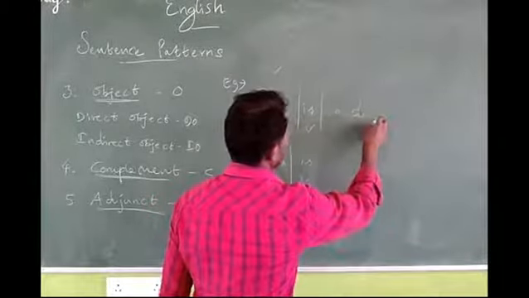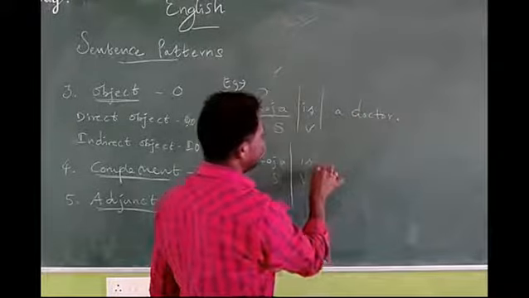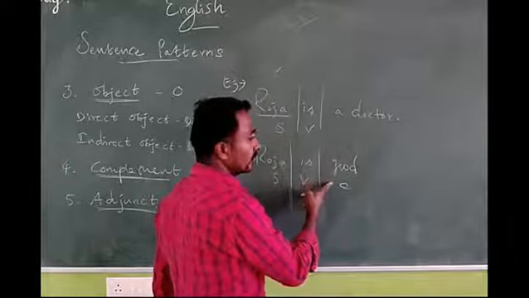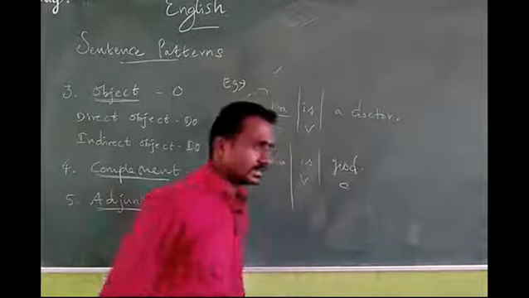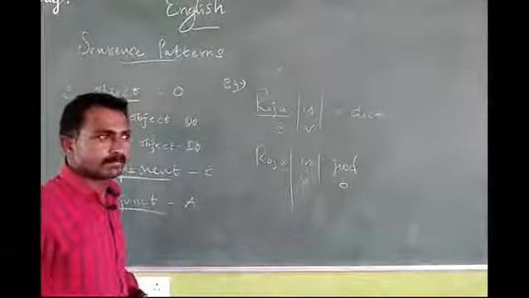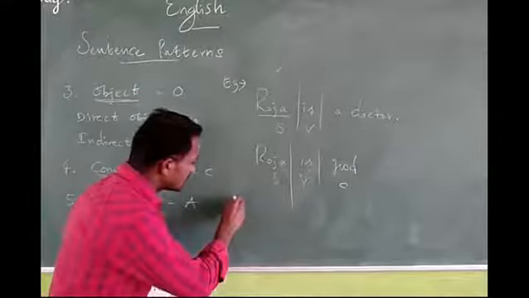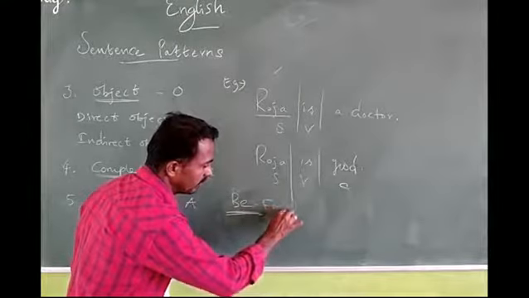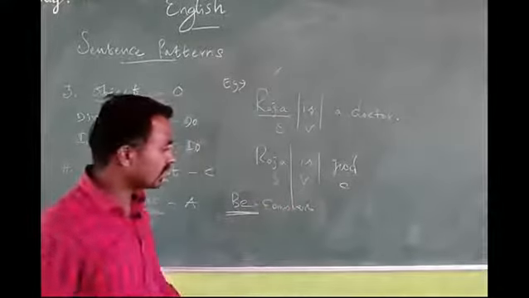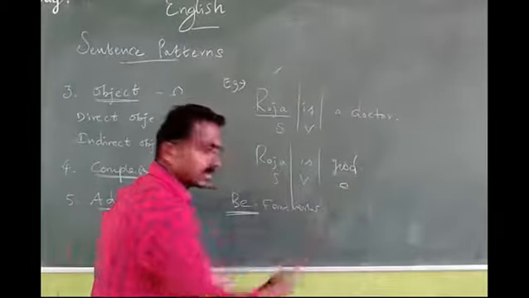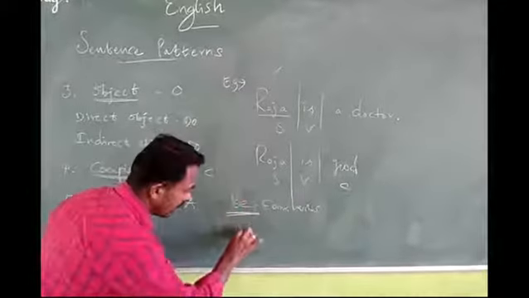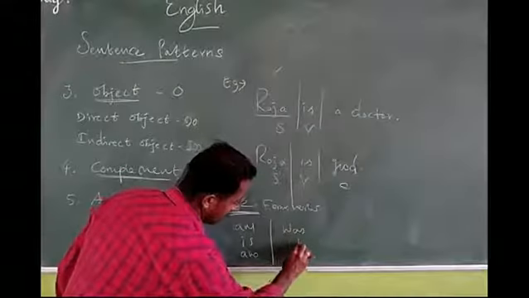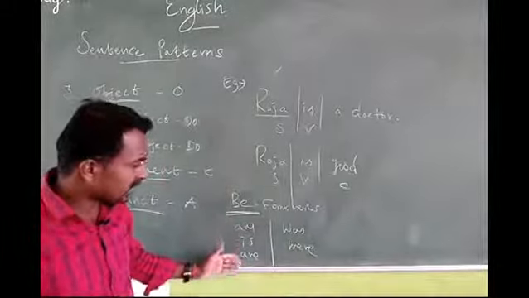So Roja is a doctor, and she is good. The good is the complement. The adjective word takes a complement, and the naming word takes a complement. And one more thing: it always comes after be form verbs. What are the be verbs? Already we discussed: am, is, are, was, and were.